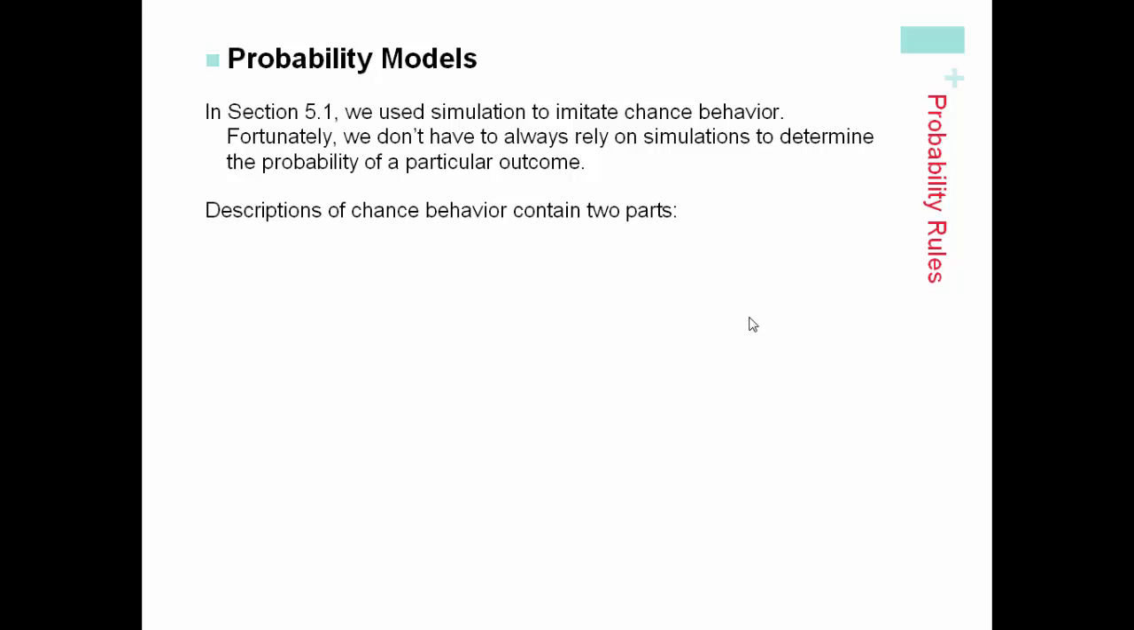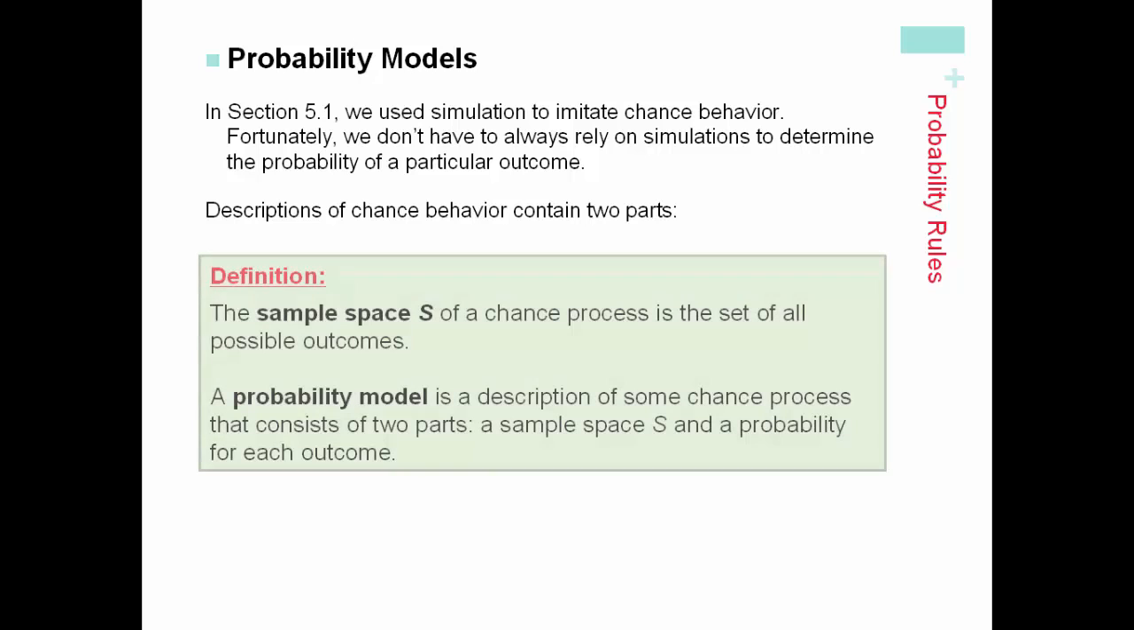We can determine probabilities of a particular outcome by using chance behavior with two parts: a sample space, S, which is the set of all possible outcomes of a chance process. A probability model is a description of some chance process that consists of two parts, the sample space and a probability for each outcome.